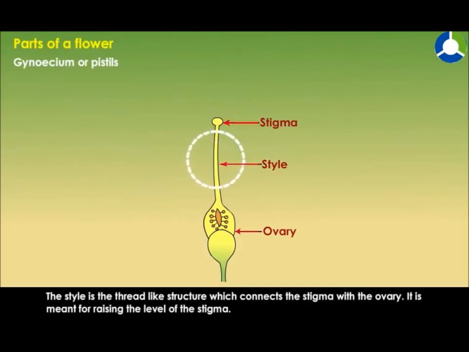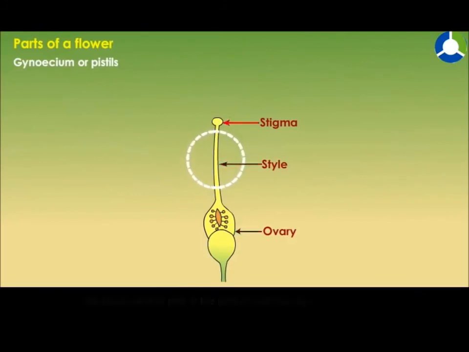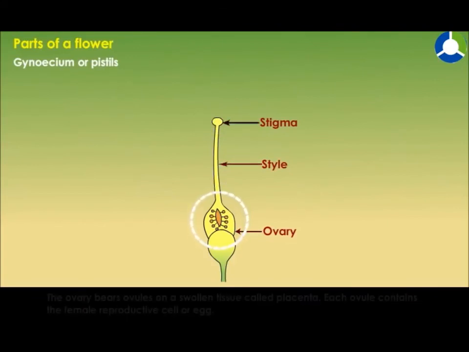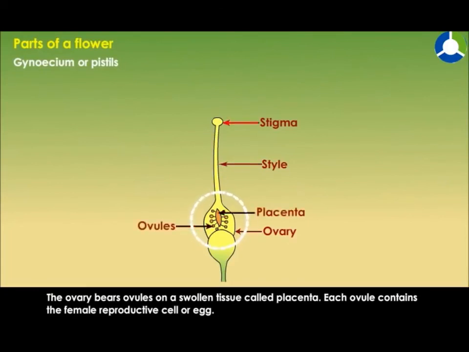The style is the thread-like structure which connects the stigma with the ovary. It is meant for raising the level of the stigma. The basal, swollen part of the pistil is called ovary. The ovary bears ovules on a swollen tissue called placenta. Each ovary contains a female reproductive cell or egg.